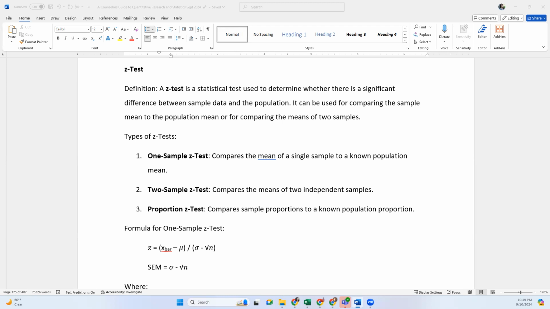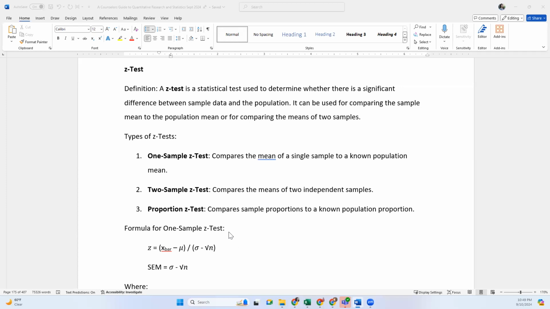So the first one is one sample z-test, which compares a mean of a single sample to a known population mean. There's a two sample z-test, which compares the mean of two independent samples. And we can also compare proportions from a sample proportion to a population proportion.